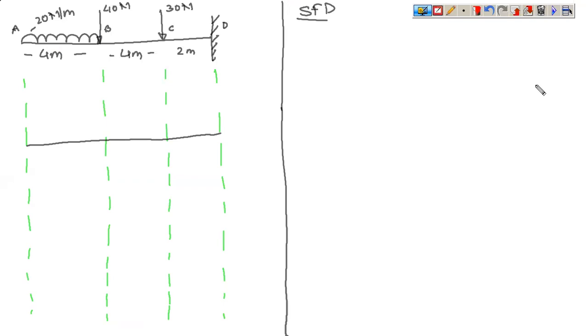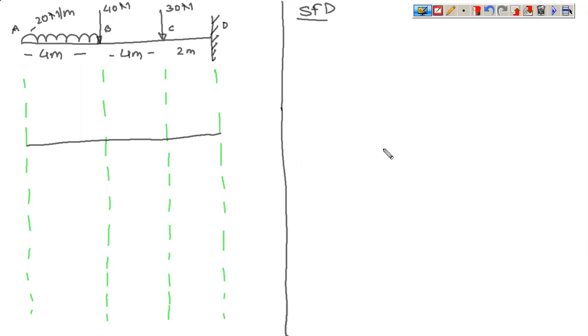So let us start with shear force and bending moment diagram of cantilevers. In the case of a cantilever, you very well know that a cantilever beam is a beam which is rigidly supported on one end and the other end is free. So this is a cantilever beam, it is supported on one end and the other end is free.